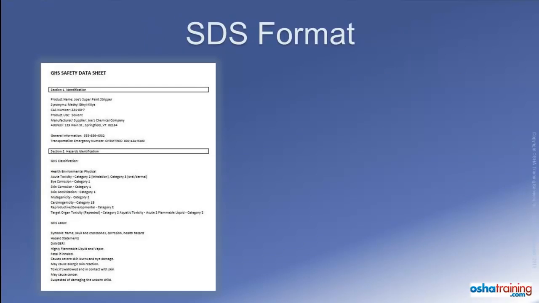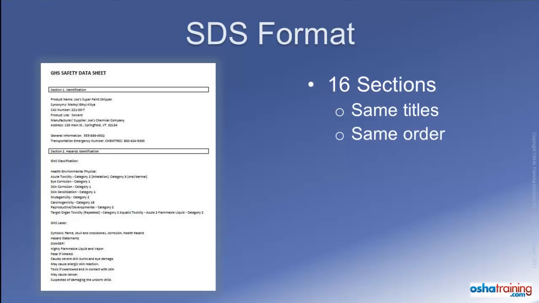In the new format, all safety data sheets will be broken down into 16 separate sections. The sections will always have the same titles and will always appear in the same order. Now let's take a look at the information that must appear on GHS compliant safety data sheets, starting with Section 1.